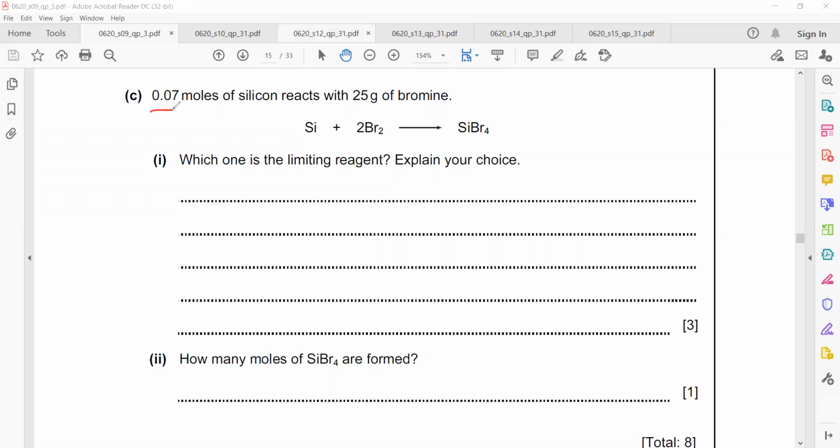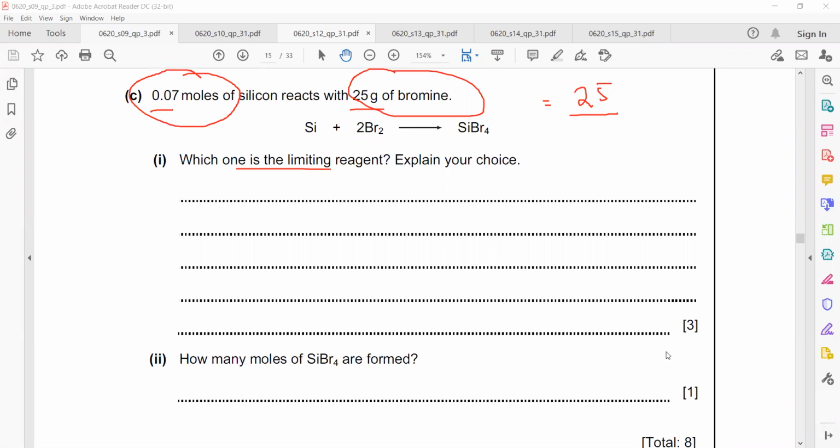In the second one, 0.07 moles of silicon react with 25 gram of bromine. Which one is the limiting reagent? But the problem in this question is that for one substance moles are given, and for the other substance mass in gram is given. You cannot compare moles with mass. You should have the same unit. So first what we'll do, we'll convert this mass of bromine into moles. How to convert mass in gram into moles? Moles equal mass in gram divided by molar mass.